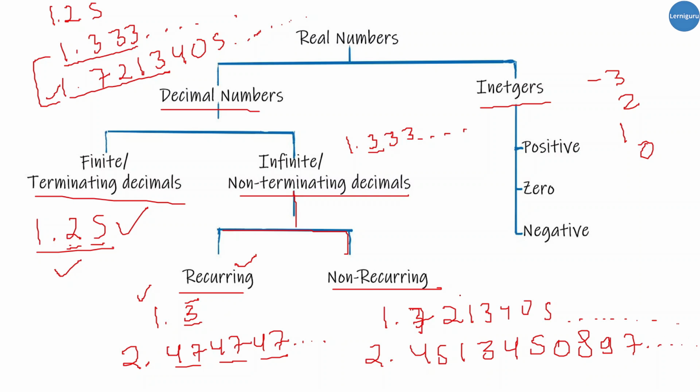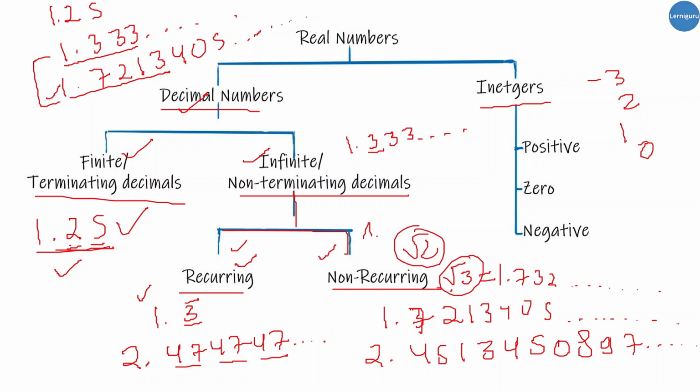For example, you must remember the value of root 3 is 1.732 approximately, but after this also there are numbers that are non-ending, and also there is no pattern. So these types of numbers are called non-recurring, non-terminating decimals. I hope this part is clear: decimal numbers, then these are the two types. The examples here are root 3, root 2 and pi. The value of pi is 3.14, we know this is the approximate value. After that also there are infinite numbers without any pattern. So these are the non-recurring, non-terminating decimals.